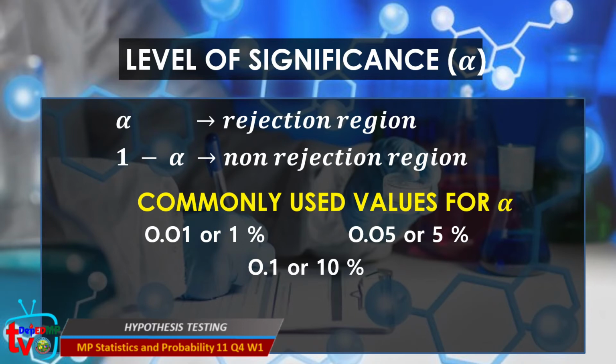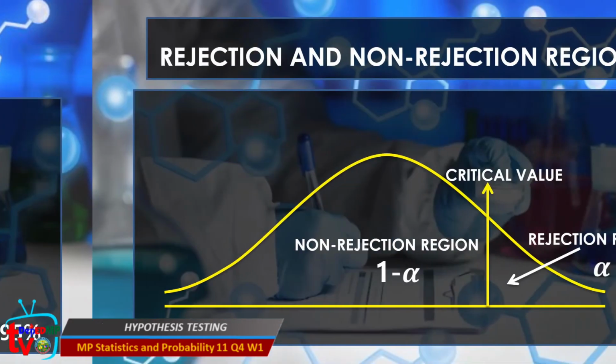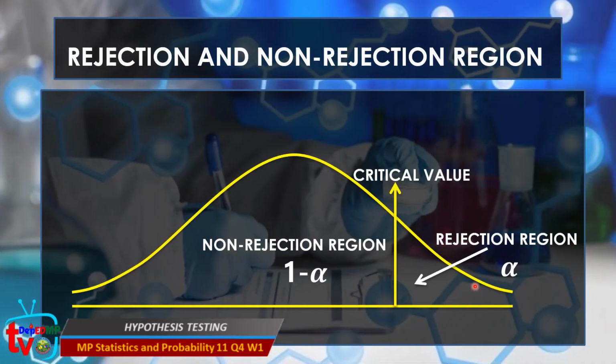But when it is on social research, it can simply use 5% or 10%. For each level of significance, there corresponds a level of confidence. For example, a level of significance of 5% corresponds to a 95% level of confidence. This figure shows the rejection and non-rejection region.